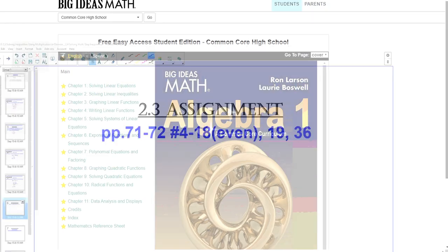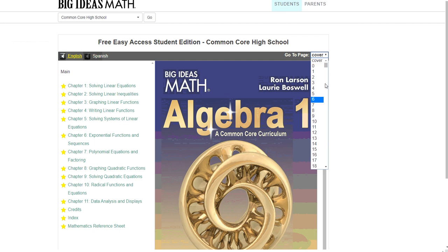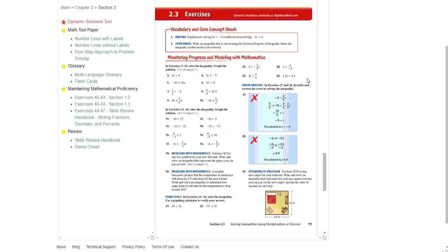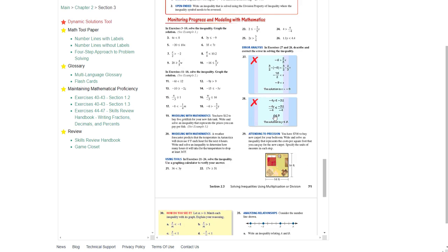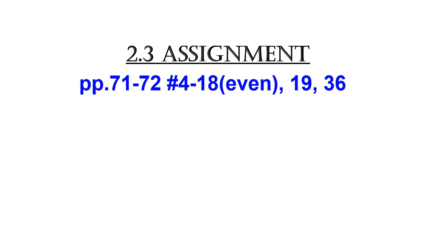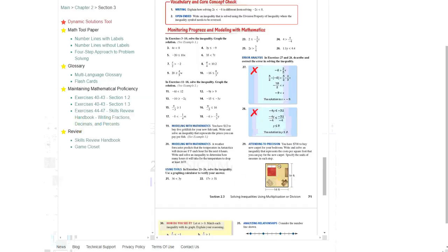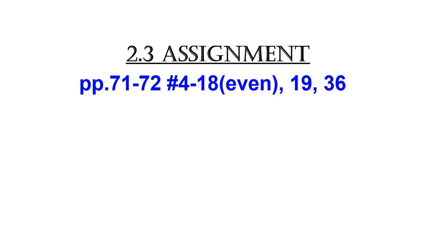But pages 71 to 72. So I'm going to go to the drop down here, go to 71, scroll down to 71. So here is the homework page, 71, and right below it, 72. All right, so on page 71, let me just go through a few of these with you. So we have 4 through 18 even, 19 and 36. So 4 through 18 even, these right here, and then 19 and 36.